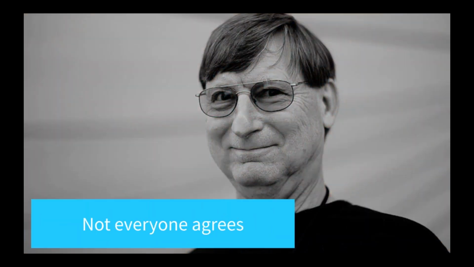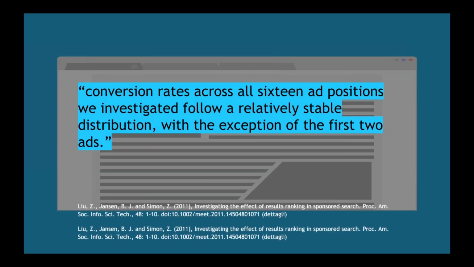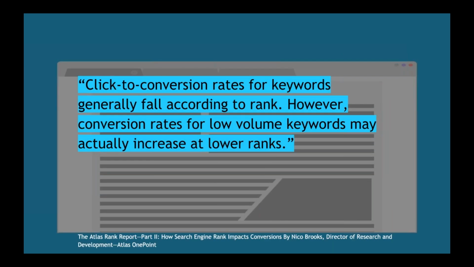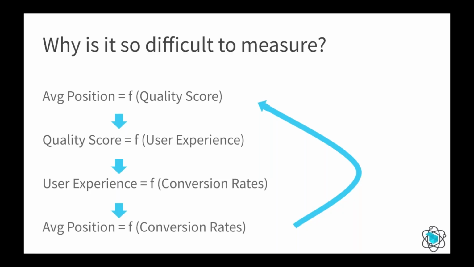Now, by far not everyone agrees, to put it mildly. There is a bunch of studies here that are proving exactly the opposite. This is a 2012 study. There's another 2011 study, and another study that was published even more recently, suggesting, because there's definitely no agreement, that conversion rates are changing with the keyword rank. But why is there so much disagreement in the industry? Because this is a very tautological element. This is very difficult to measure.